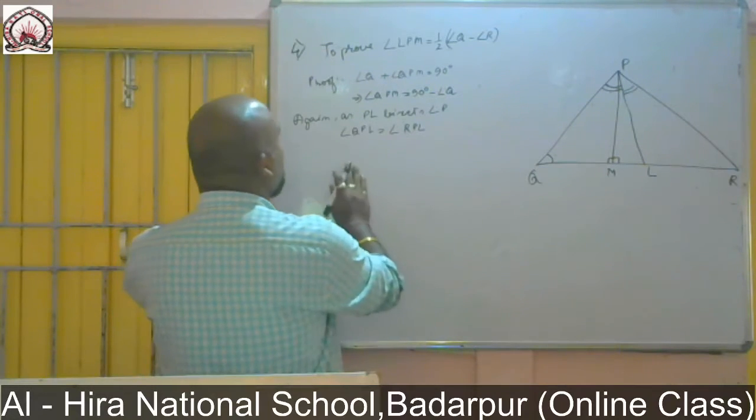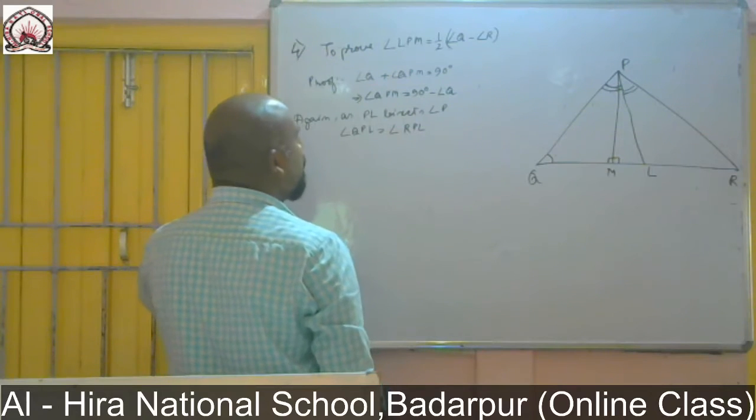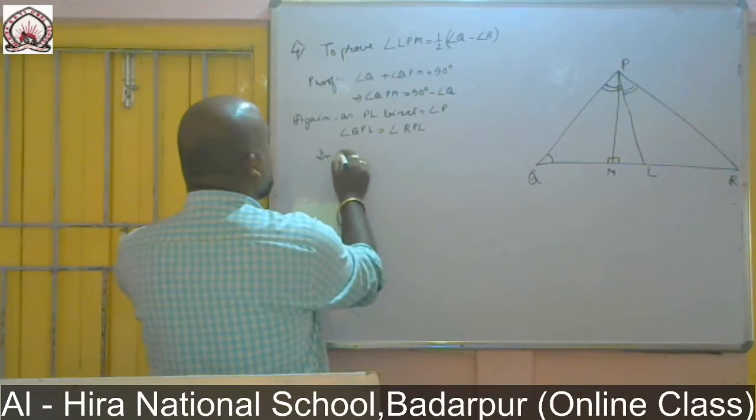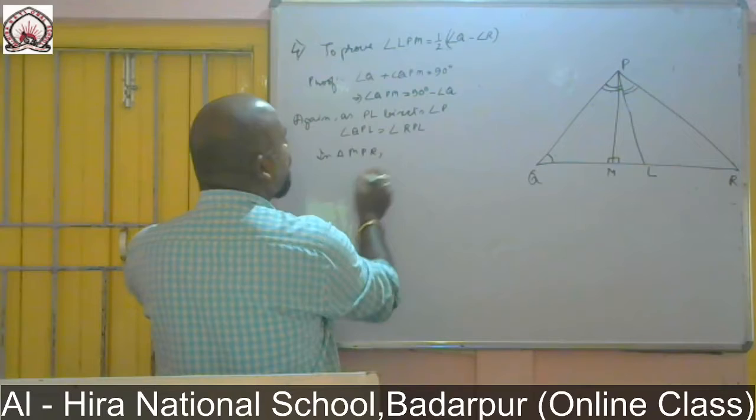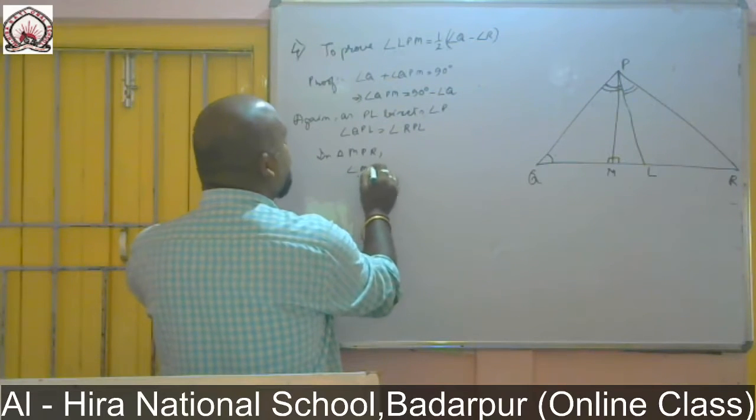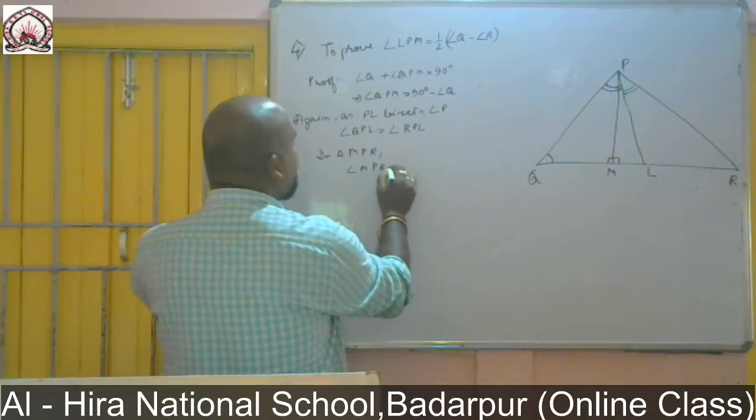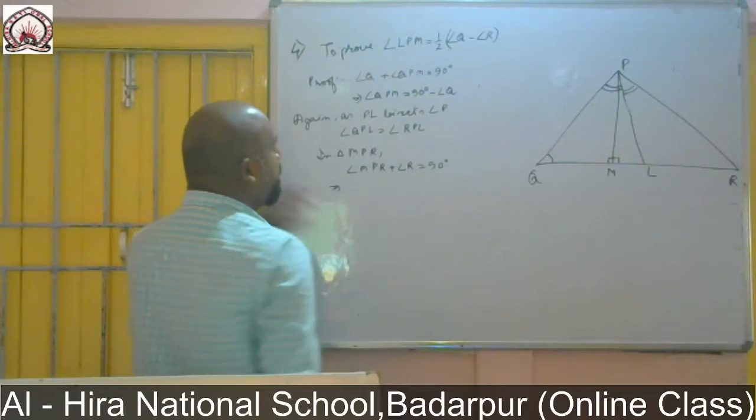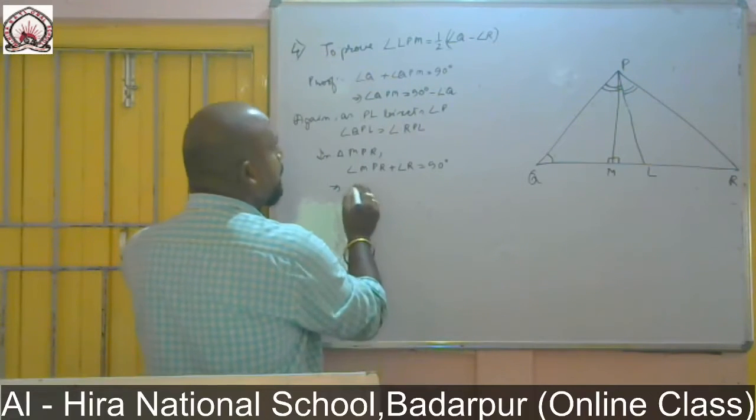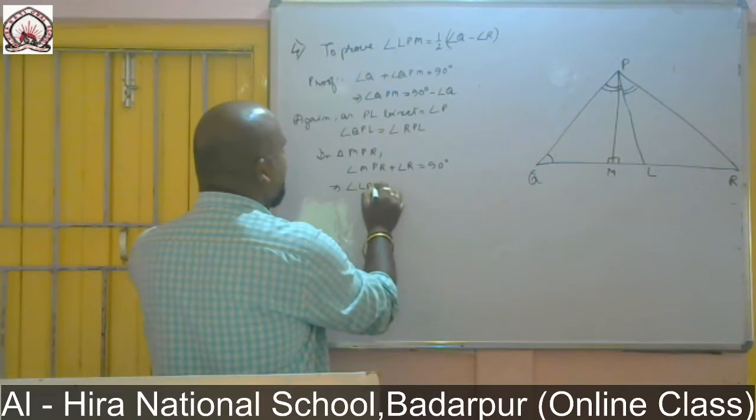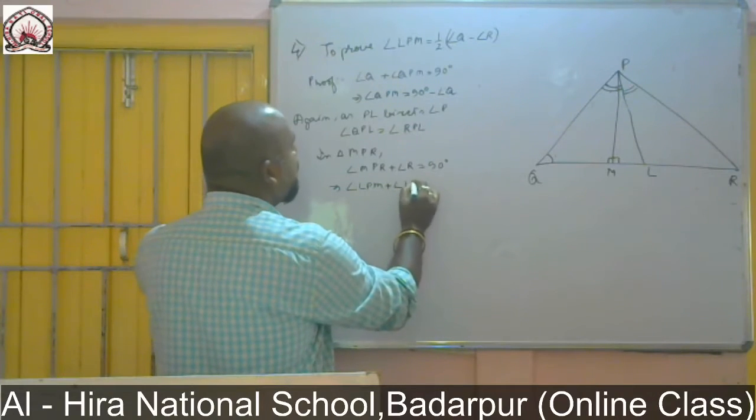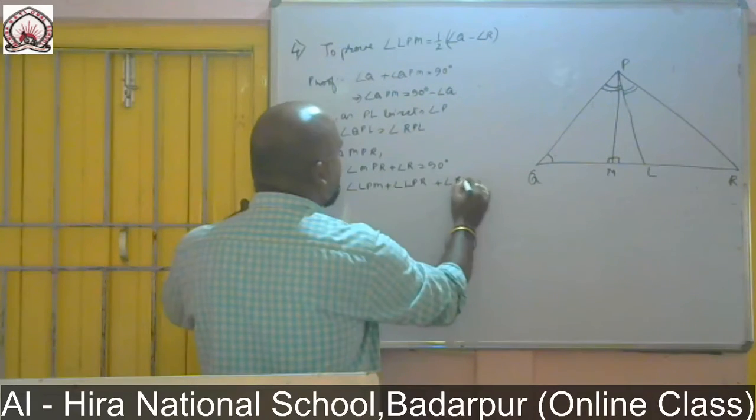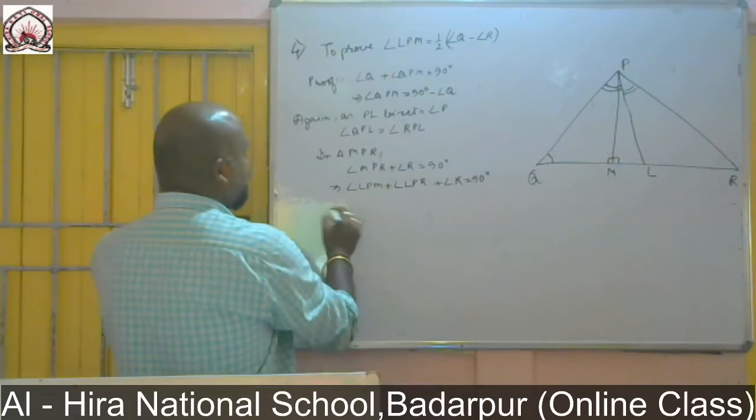Now again in triangle MPR, what we are getting? Angle MPR plus angle R equal to 90 degree. So implies MPR is nothing but angle LPM plus angle LPR, plus angle R equal to 90 degree. Okay, implies.